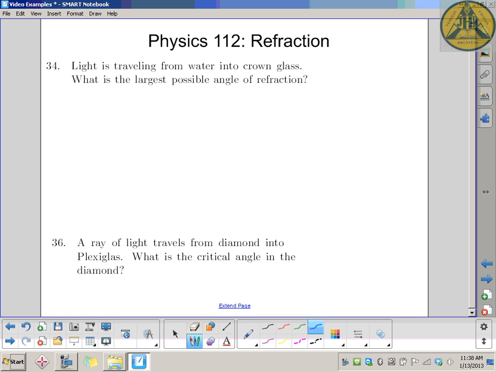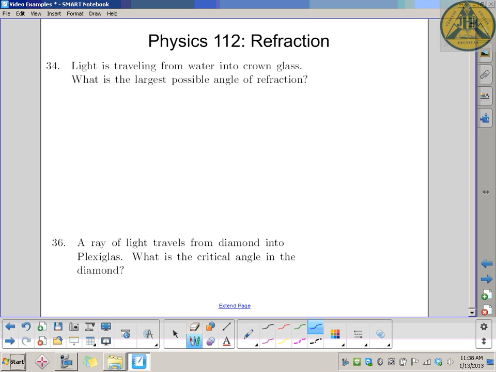The light's traveling from water into crown glass. What's the largest possible angle of refraction? Got to be careful with this question. Now, I'm not going to trick you on purpose, but in case I make a typo in a problem, read carefully. You can only calculate the largest possible angle of refraction if light goes into something where it slows down. Because if it speeds up, it'll be larger than the incident angle, and that just doesn't work.